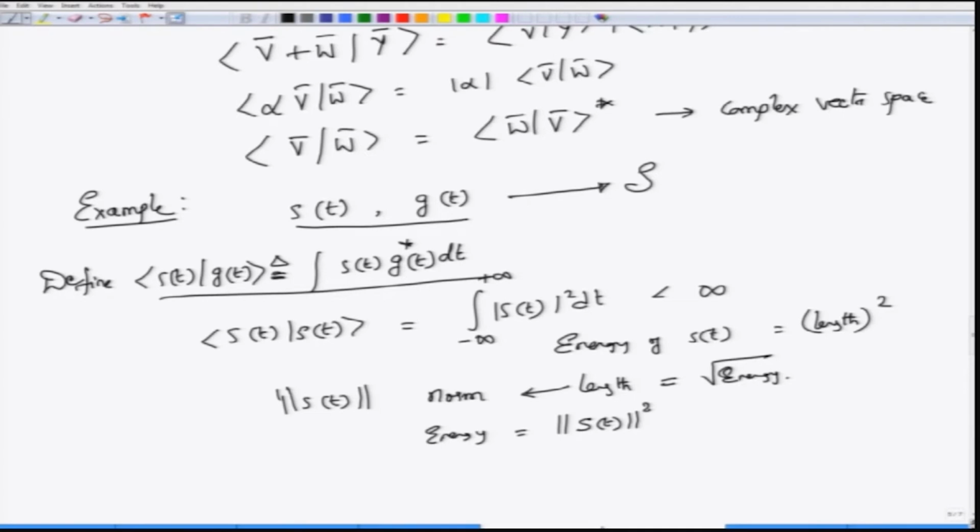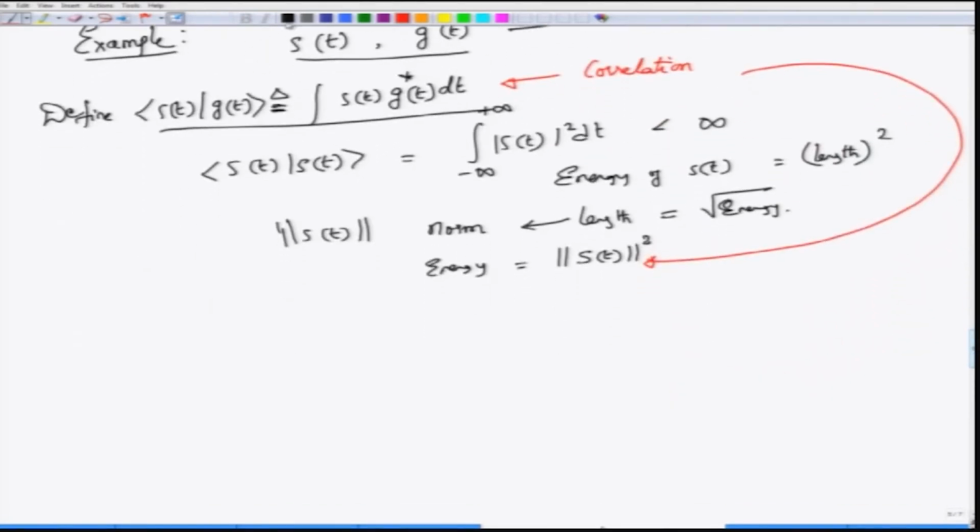In fact, in signal theory this particular integral has a name. This is called correlation. This is the correlation of s(t) with g(t). If they are perfectly correlated, like if they are the same, then you get the energy of the signal. If they are completely uncorrelated, the inner product will be equal to 0. So, when they are uncorrelated, we call them orthogonal signals. We sometimes denote this by writing a perpendicular sign and say s(t) and g(t) are orthogonal if their inner product vanishes.